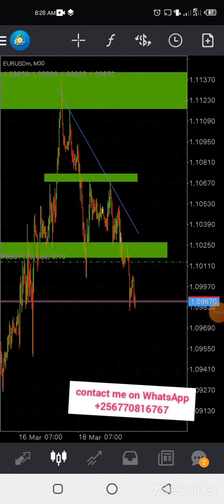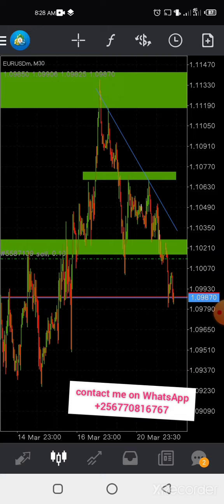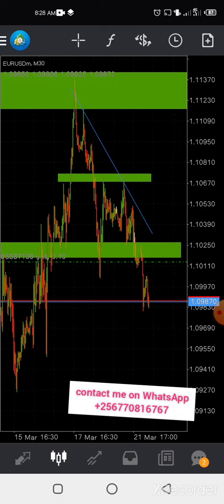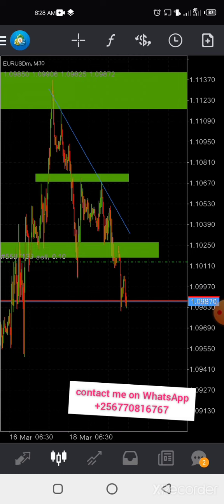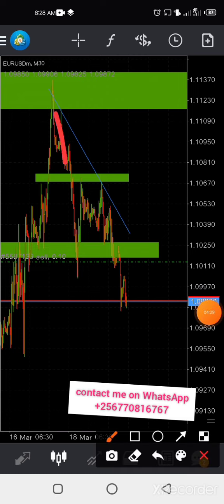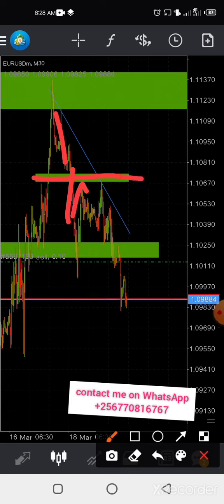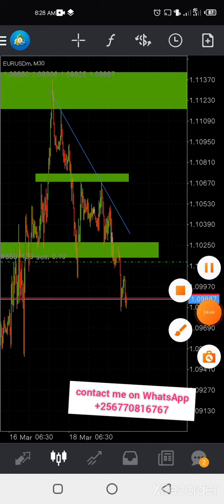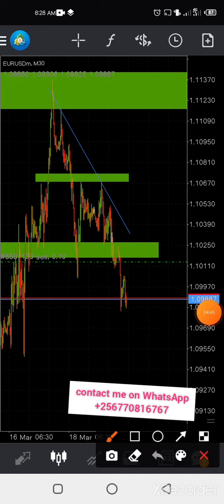Let me just try to zoom it out. You see? So once it's coming on a downtrend, there's a zone here, it retests, creates an M, and that is already going for a downtrend. Now look at this zone. It came, broke through, retested, and boom, it came down.